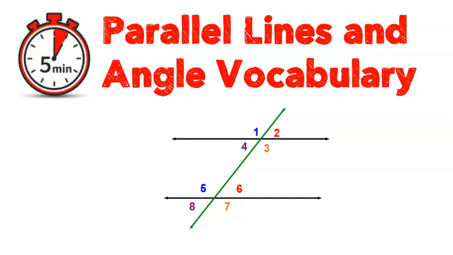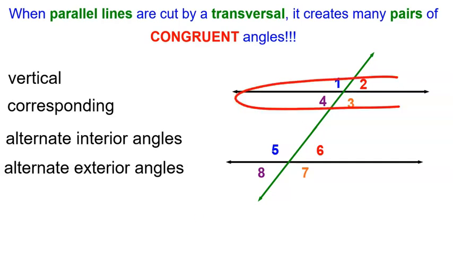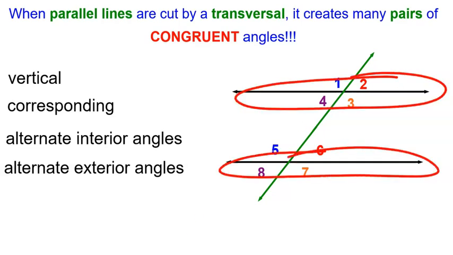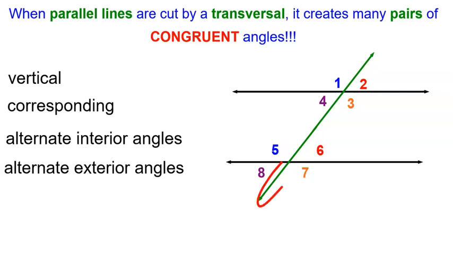Parallel lines and angle vocabulary in 5 minutes. When parallel lines, which are these two here, are cut by a transversal, which is this line here, they create 8 different angles, and many of them are equal to each other, or congruent. In math, that symbol looks like an equal sign and a similar sign combined together.